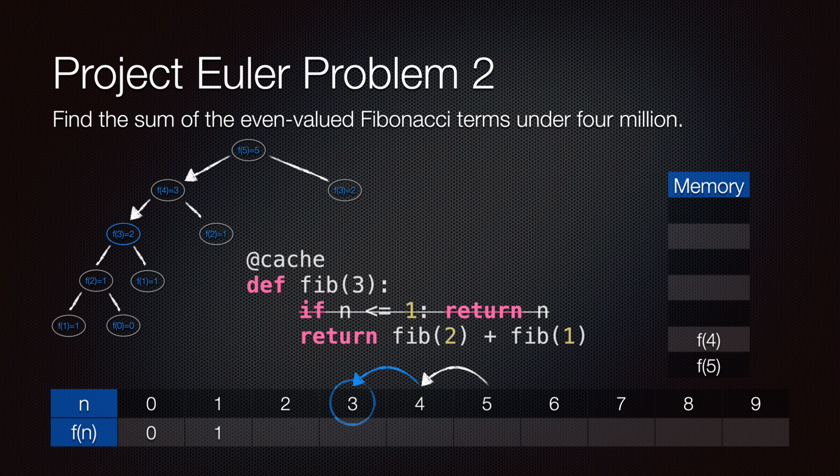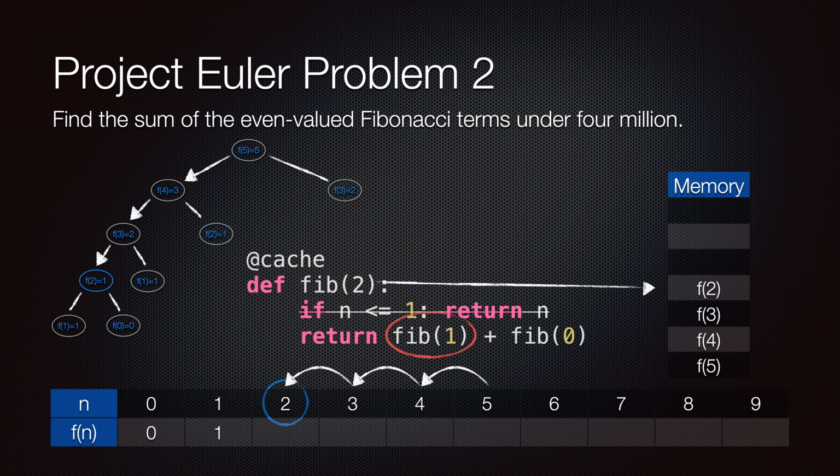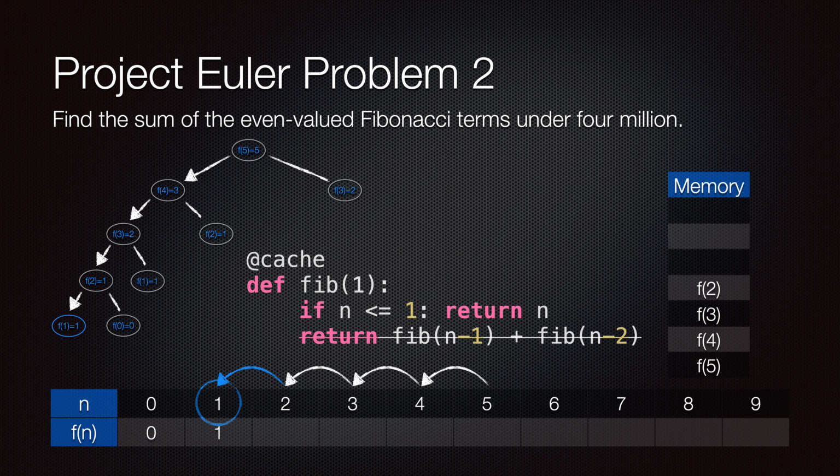F3 needs to call F2, but needs to store the state of F3 before it can call F2. Now we can call F2. F2 needs to call F1, but needs to store the state of F2 before it can call F1. Now we can call F1. F1 is our base case, and a 1 is returned to F2. We return to F2 by popping F2 off the stack.